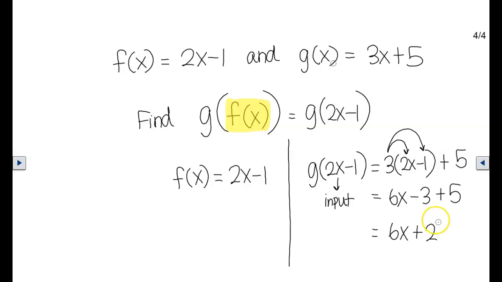Now, that's as far as I can go. I can't work that out any more than it already is, so the final answer for this composition of functions would be 6x plus 2. That would be its rule.